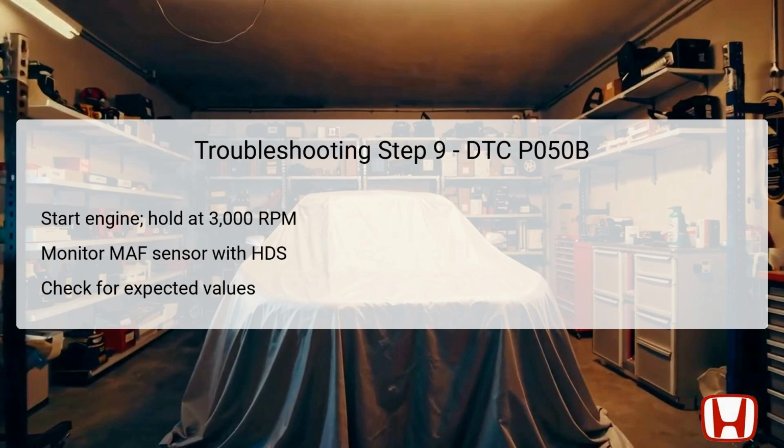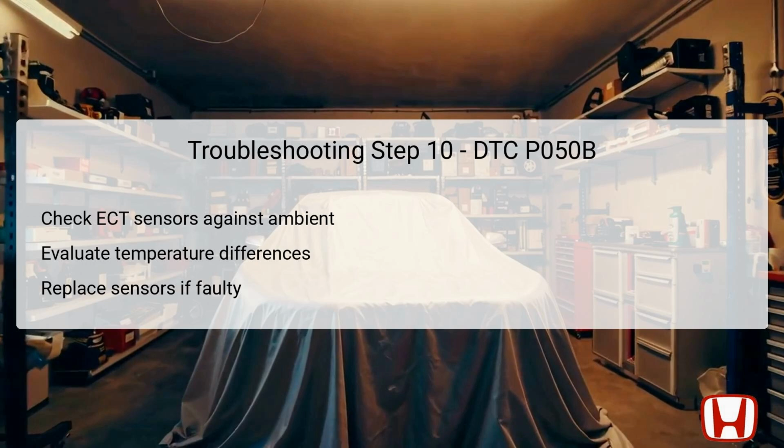In the final troubleshooting step, check the values recorded by ECT sensors 1 and 2 against the ambient temperature. First, ensure the ignition is turned to lock and allow the engine to cool to ambient temperature. Once cool, switch the ignition back to on and log the values of both ECT sensors using the Honda Diagnostics system. If either sensor shows a temperature difference greater than 5.4 degrees Fahrenheit, 3 degrees Celsius from ambient, it indicates a malfunction, necessitating replacement of the faulty sensor.